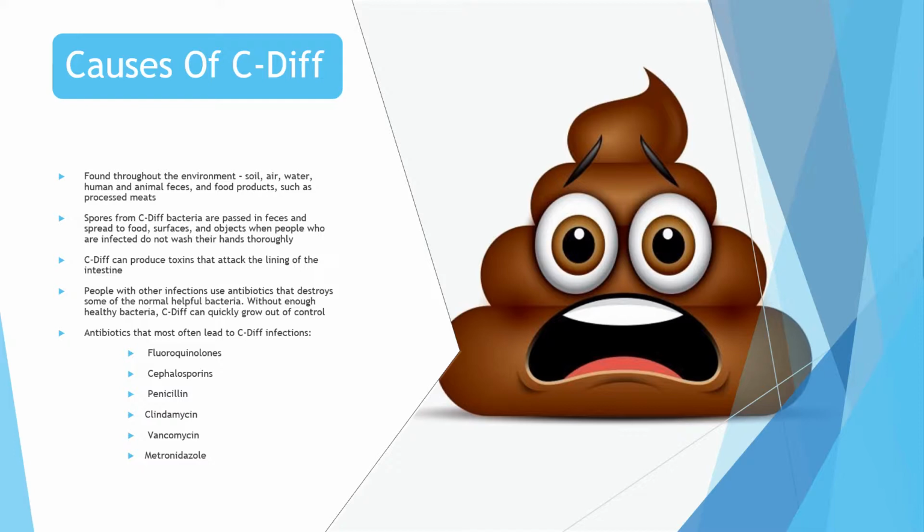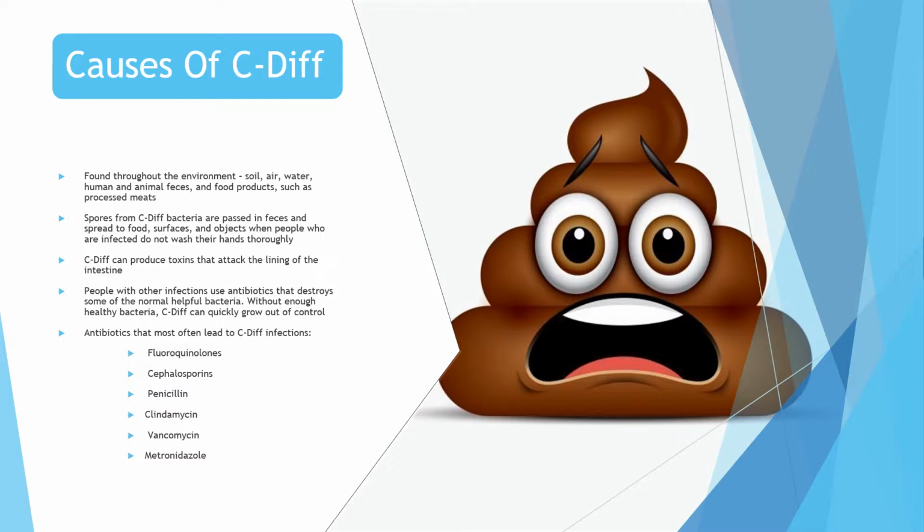There are many different causes of C. diff. Clostridium difficile is found throughout the environment. It is found in the soil, air, water, human and animal feces, and also in food products such as processed meats. C. diff is found pretty much everywhere and all around us. The spores from C. diff bacteria are passed in feces and spread to food surfaces and objects when people who are infected do not wash their hands thoroughly. Correct and thorough hand washing is so important for everyday life.